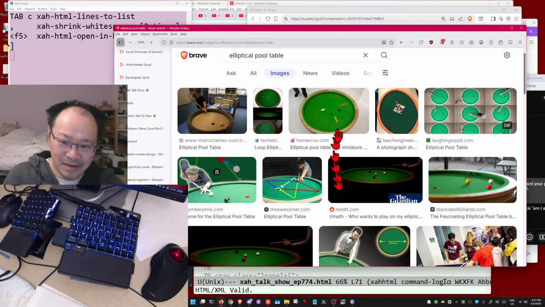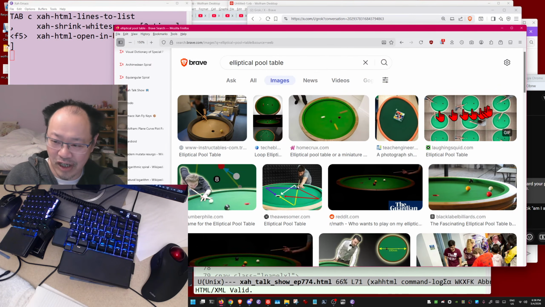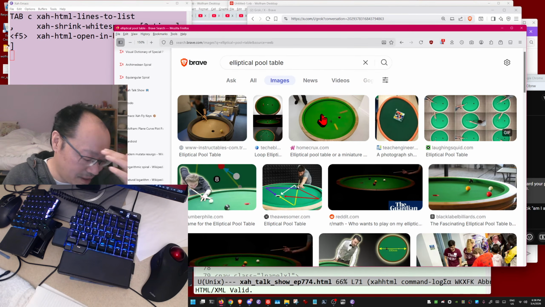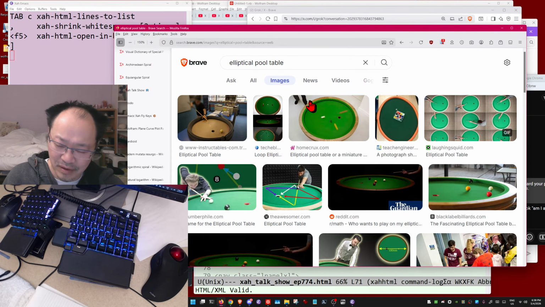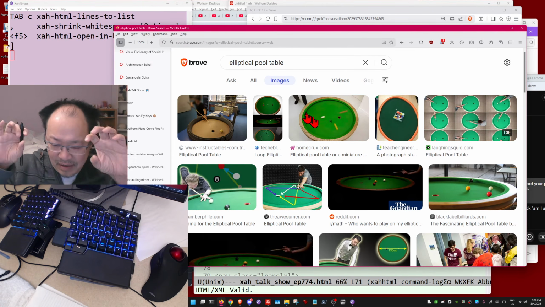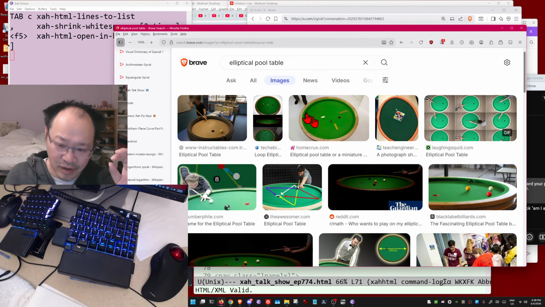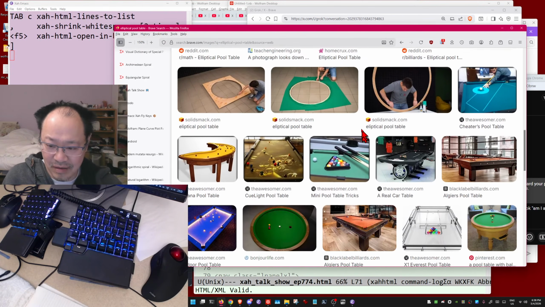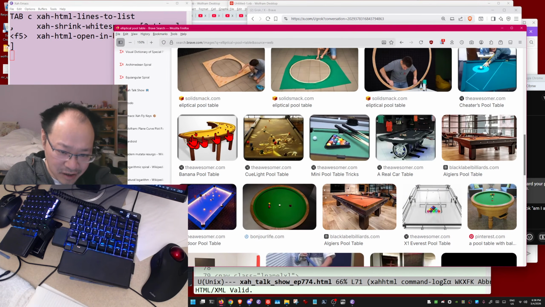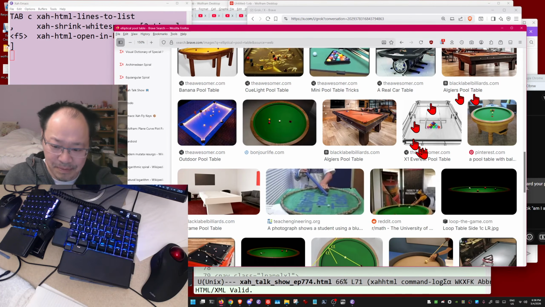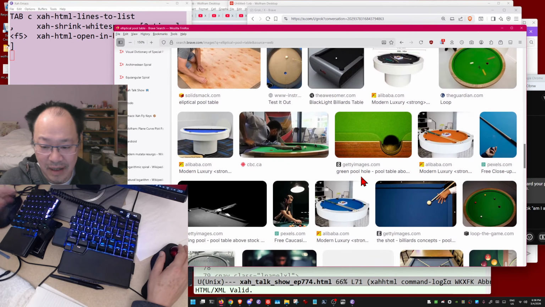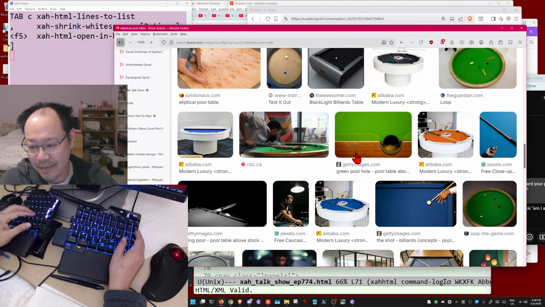But if the table is shaped like an ellipse, then you got properties such that if a ball leaves from one point, it will bounce off the table to the other point. Those points are called the foci of the ellipse. Very interesting things. There are a lot of pictures, and people have built elliptical pool tables. Okay, so those are for you nerds.